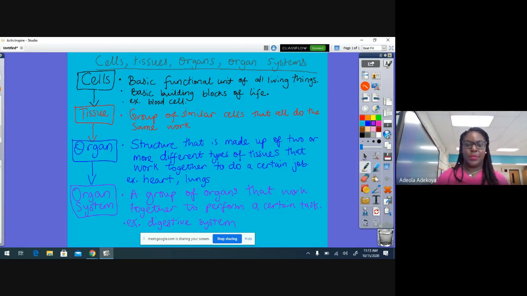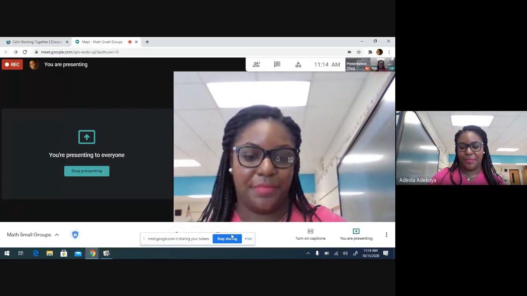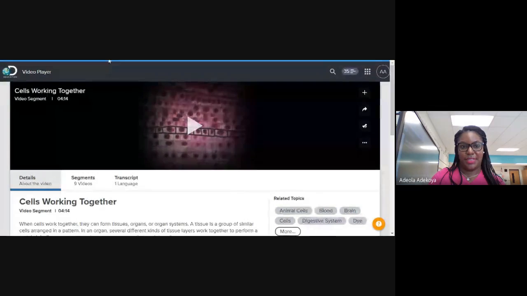So basically, the way this is organized, you have one cell, several similar cells come together, and they make a tissue. They all do the same work. When several different types of tissues work together to do a certain job, they form an organ. And an organ system is a group of organs that work together and perform a certain task. That's how this is organized. Then we're going to watch a short video to recap all that we have been learning. I'm going to present my screen, and I'll mute myself so the video works better.